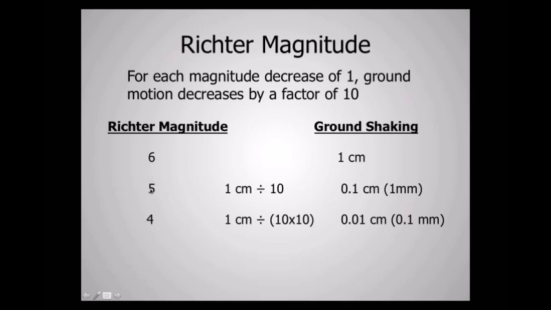If the magnitude is 2 numbers less, magnitude 4, at the same location, it will produce 10 times 10 less shaking, or 1 centimeter divided by 100. Just a single tenth, 1/10 of a millimeter of ground motion.